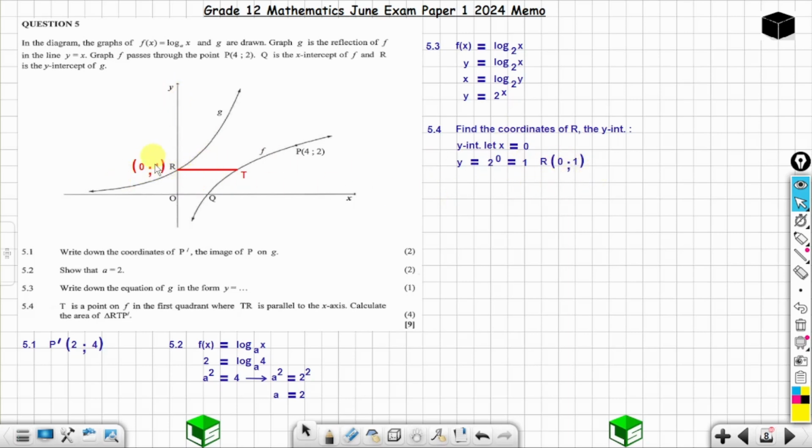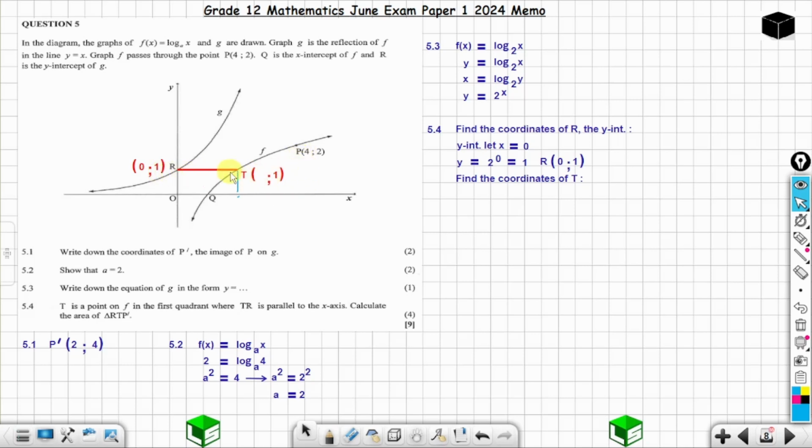Remember, at the y-intercept, x is equal to 0. Now, the coordinate of t. Can you see R and t? They have the same y coordinate because this is a horizontal line. We need the x coordinate. We have the y coordinate, we need the x coordinate.